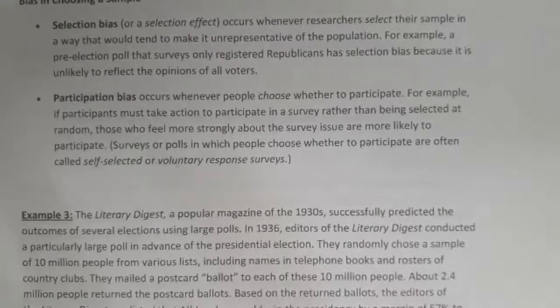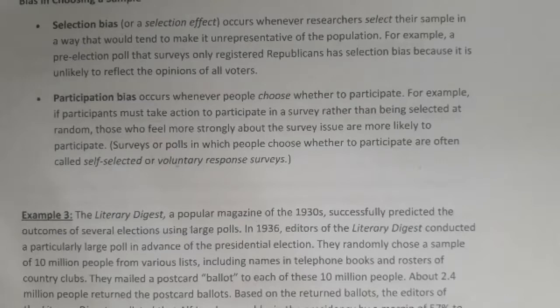Pretty straightforward, I think, with their wording. So when you're selecting it, you want a sample that is representative of the larger population. The other thing is participation bias. Participation bias occurs when people choose to participate in what you're doing. Depending on how you're performing your study, it could influence who's choosing to be in that study, right? If participants must take action to participate in a survey rather than being selected at random, those who feel more strongly about the survey issue are more likely to participate.